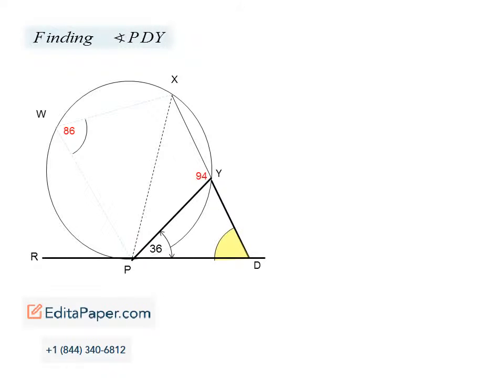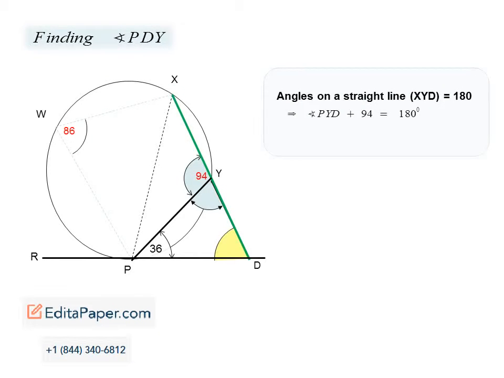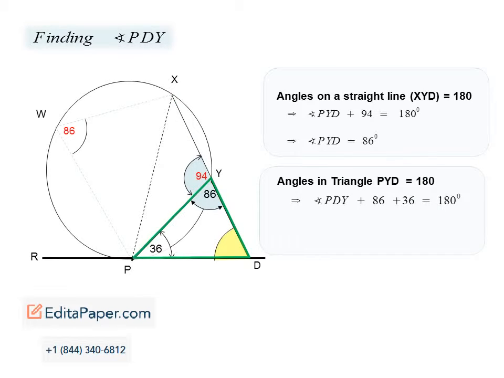Finally, we're asked to find the angle at D, or PDY, and we note immediately that because angles on a straight line are equal to 180 degrees, if we know the angle XYP as 94 degrees, then this angle is simply the remainder or the supplementary angle, and that is 86 degrees. And from our knowledge that angles in a triangle are equal to 180 degrees, the unknown angle is found simply as 58 degrees. And this is the end of our second example.